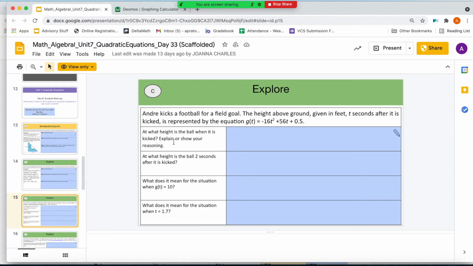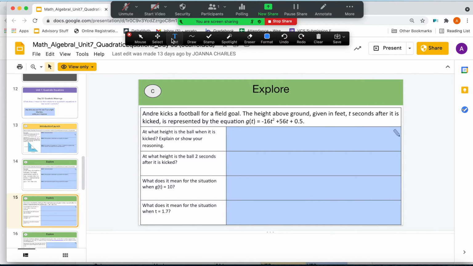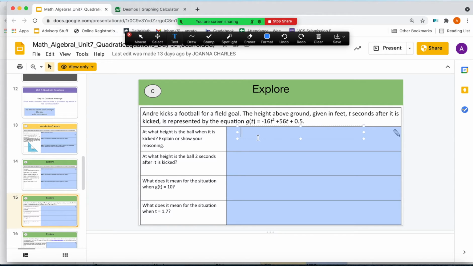What is the quantity this is asking you for? Height. Where in the equation do you see height represented? G of t. So we need to find out, what is g of t when the ball is kicked? What is the height when the ball is kicked? Well, in order to do that, at what time does the ball get kicked? The initial height of the ball before it is kicked happens at a time of 0 seconds. So we're finding g of 0. When we substitute 0 into the equation, we are going to get a value of g of 0 equals 0.5. So the height of the ball is 0.5 feet above the ground when it is kicked. That's the beginning amount, the starting amount.